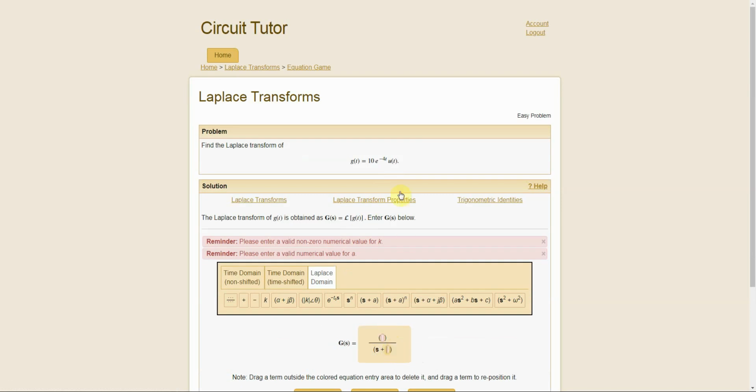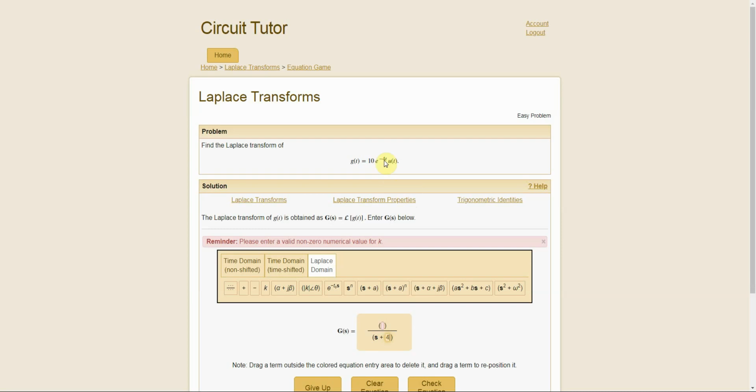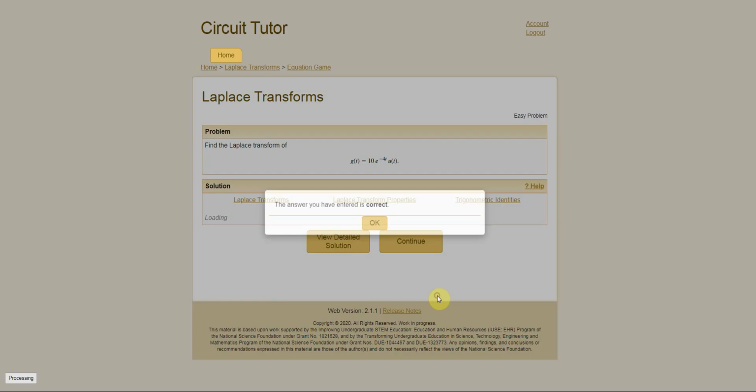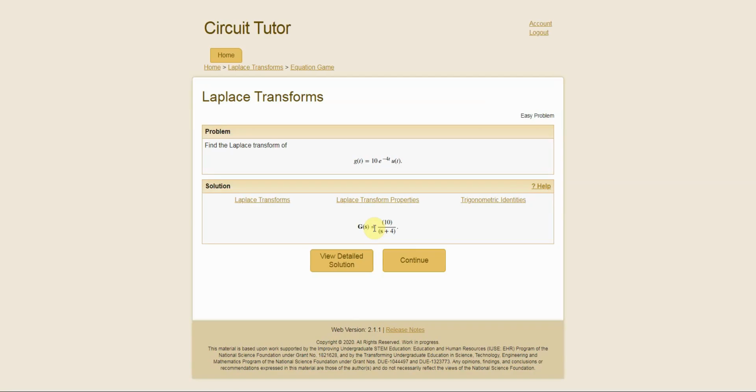And so we'll fill that in with the a is going to be the 4 from the exponent, since it's negative 4t. And then the numerator will just be the 10, because remember the Laplace transform of e to the minus 4t was 1 over s plus a. So now we just check that, and that is correct. And once again, we have the detailed solution available if you need that.